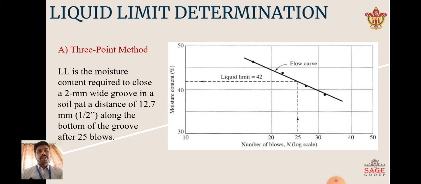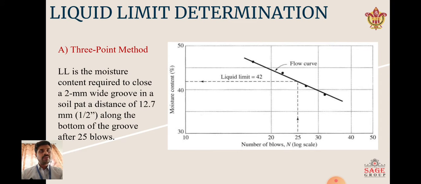In liquid limit determination, the first method is known as the 3-point method, in which the liquid limit is the moisture content required to close a 2 mm wide groove in a soil pad a distance of 12.7 mm along the bottom of the groove after 25 blows. So we start the instrument and start the blows. After 25 blows, we see this part get joined together, and determine the liquid limit of that soil.